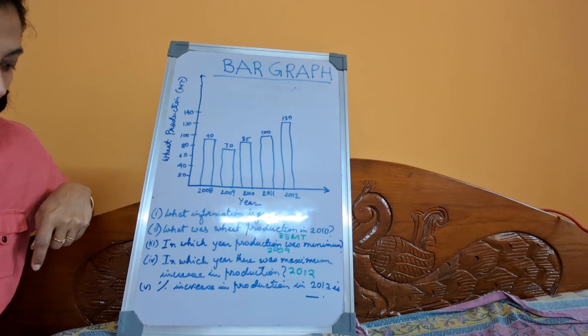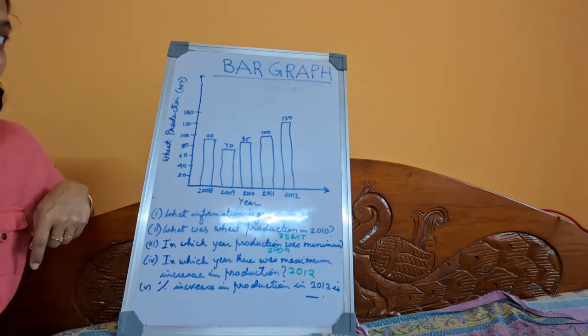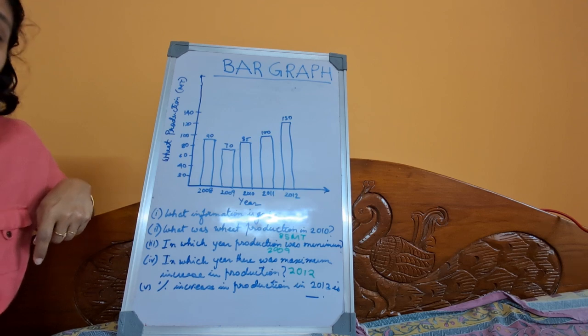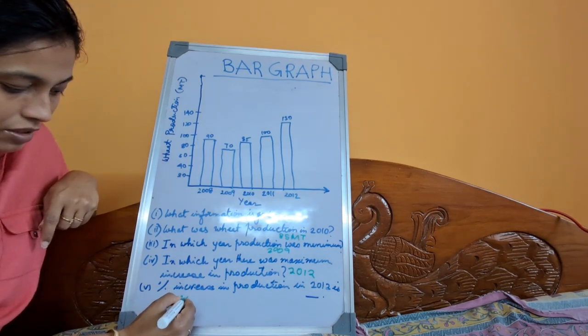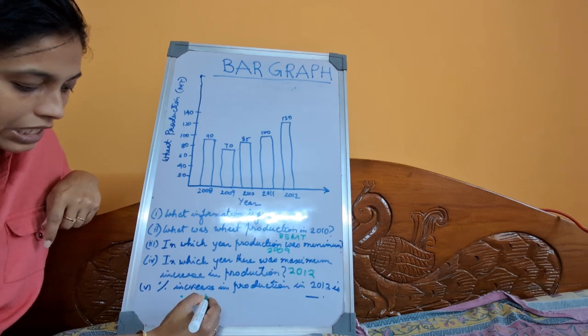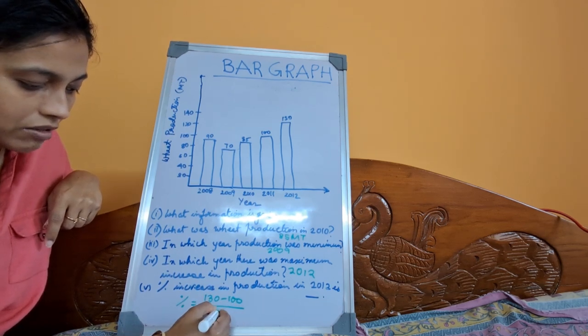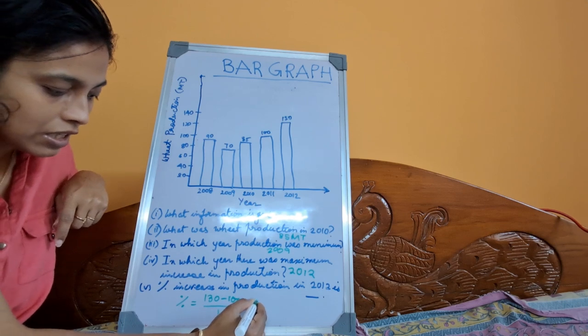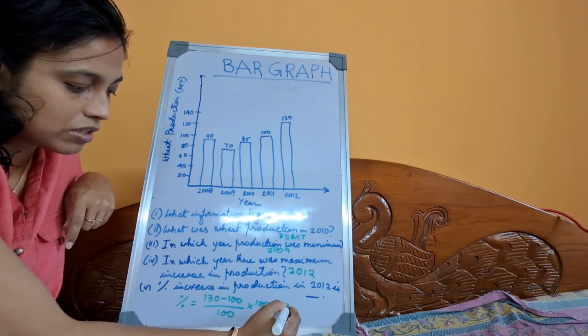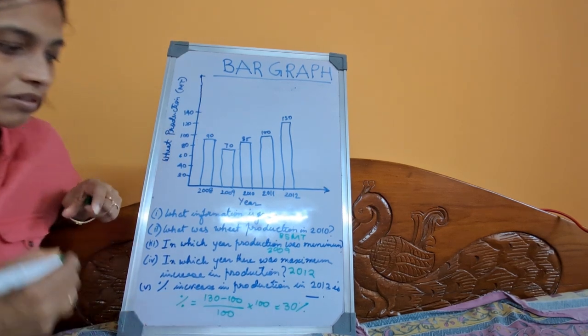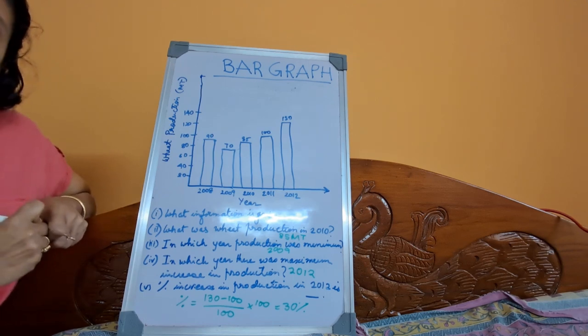And the last question says percentage increase in production. So how do we find percentage increase in production? The percentage will be the increase divided by the original into 100. How much is the increase? 130 minus 100 by the original, into 100, which is equal to 30%. Hope it is clear.